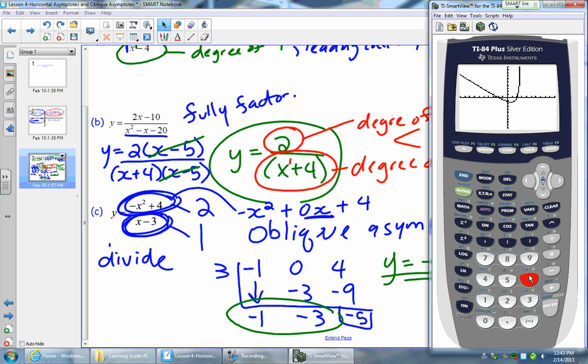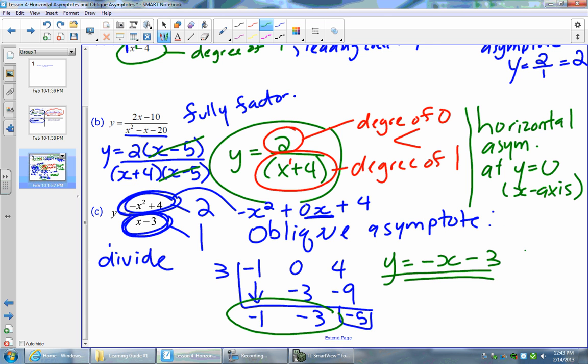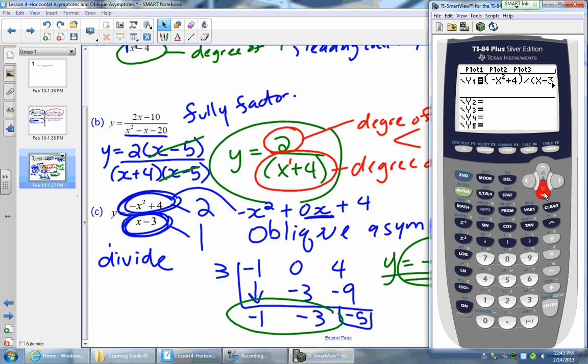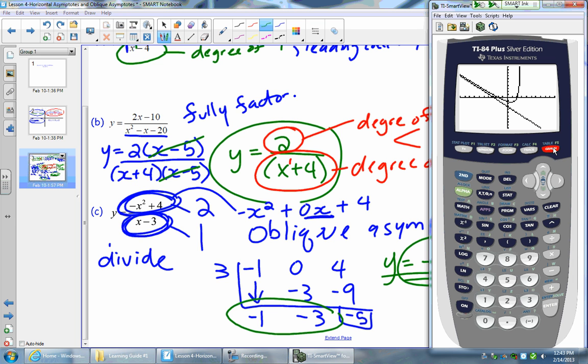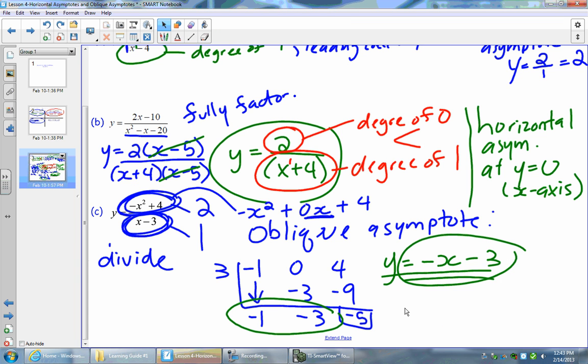So to check what it is, plug in the equation of the oblique asymptote, that's located right there. So plug in that function along with your rational function. So go to y2, you're going to enter negative x minus 3, and look what happens. Graph. Notice that that is the oblique asymptote. So the graph is approaching this line, but it's not touching it. Okay, so that is how you find the horizontal or oblique asymptotes of a rational function.